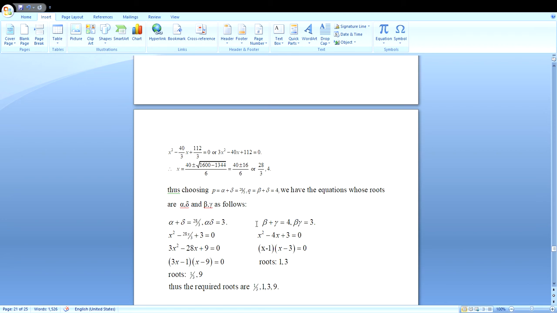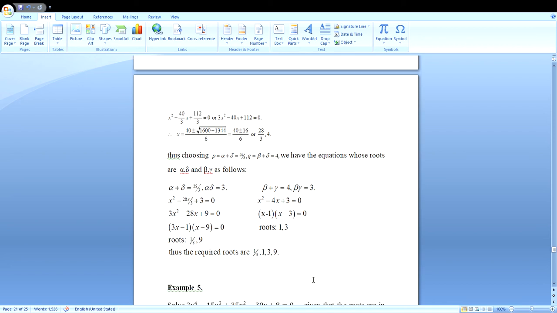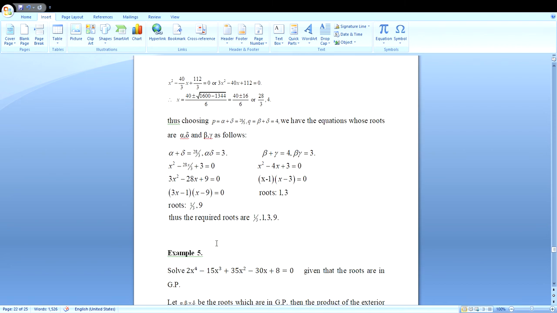Similarly, equation having roots beta comma gamma is x square minus 4x plus 3 equal to 0. Factorizing this, x minus 1 into x minus 3 equal to 0. That is, the roots are 1, 3. Therefore, the required roots are 1 by 3, 1, 3, 9. Now, the roots are in GP. Again, let us see another example.